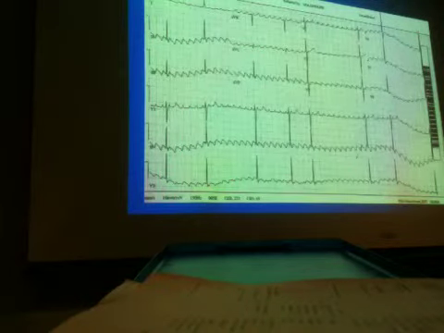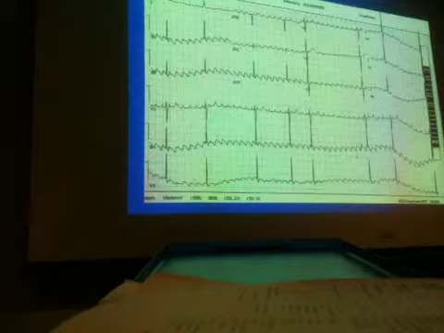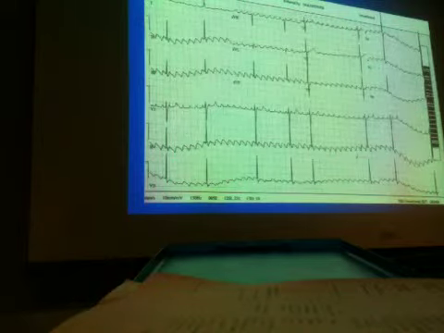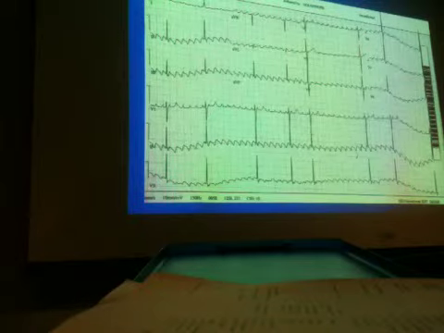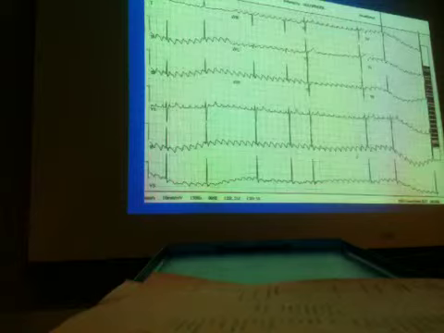Now, what's this? Okay. First impression, whoa, weird looking. Something not right. Is it fast? Is it slow? Well, fast and slow. Is it regular or irregular? It's very irregular. Do we have P waves? No P waves?